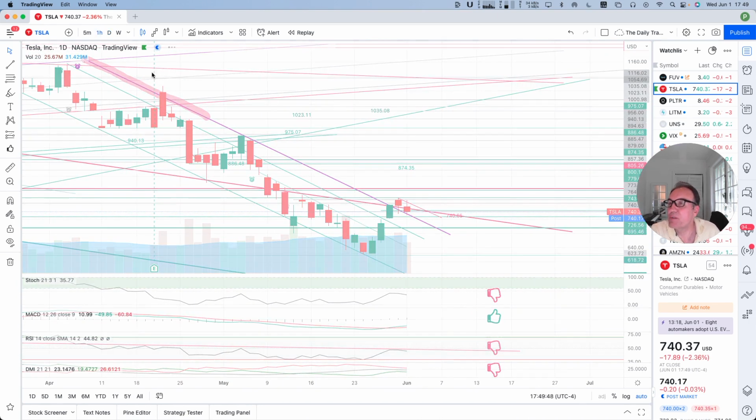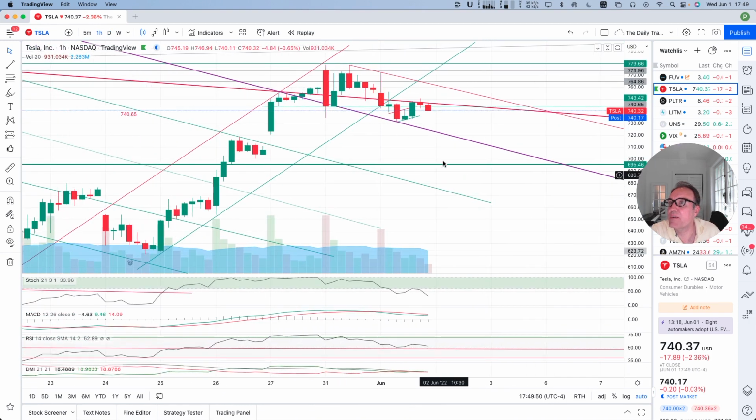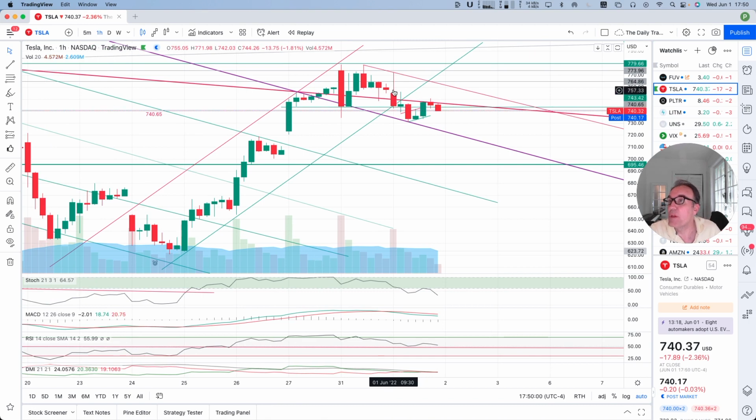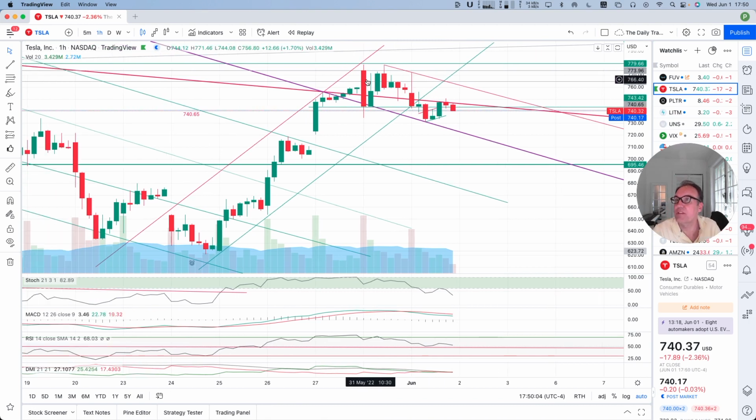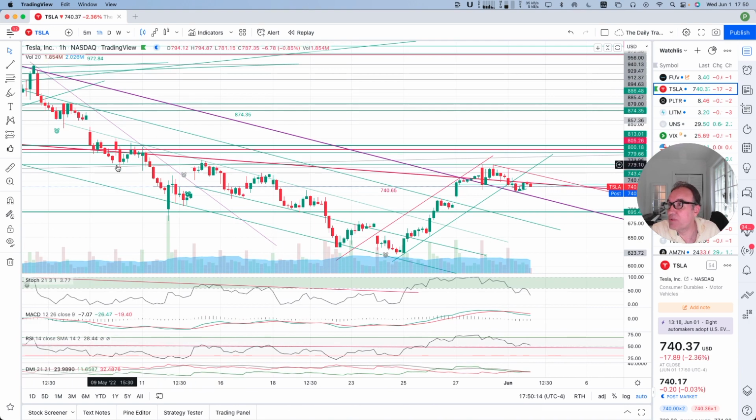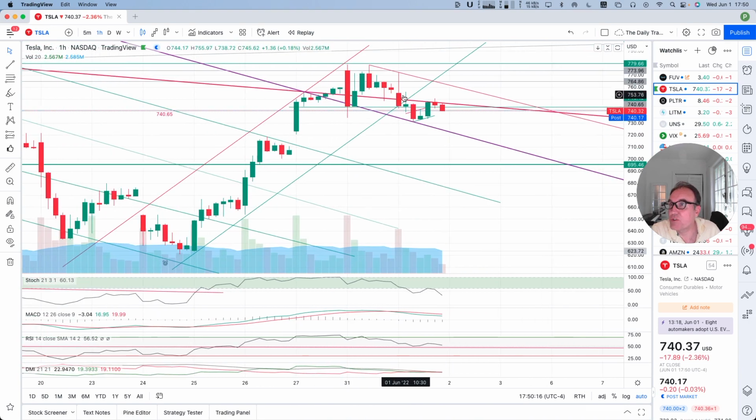Let's go see the 1 hour chart to understand how this happened during the day. So first hour of the day, we opened at 755, which is a decent number. We went quite high. We went as high as 771. So this was looking good. But then on this first hour, we caved and came back into this main downward channel right here.